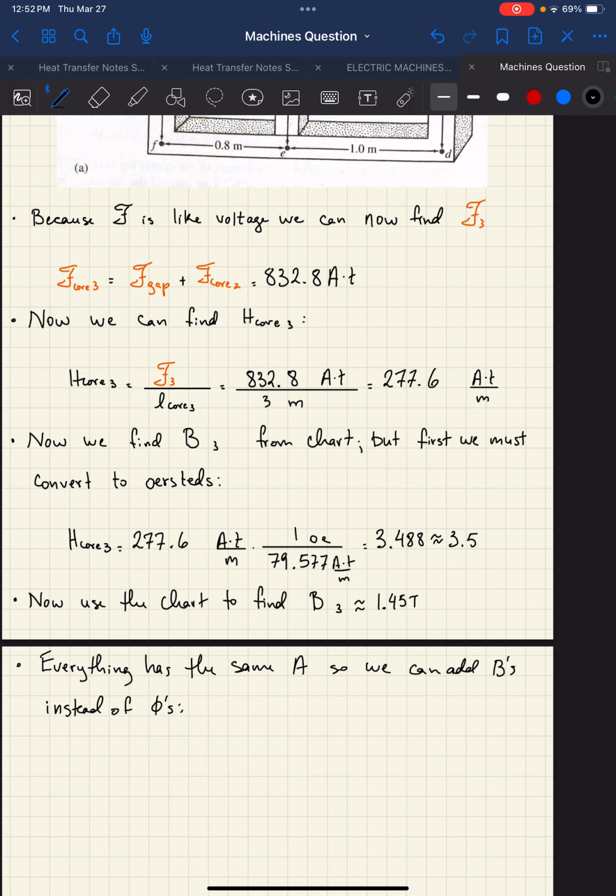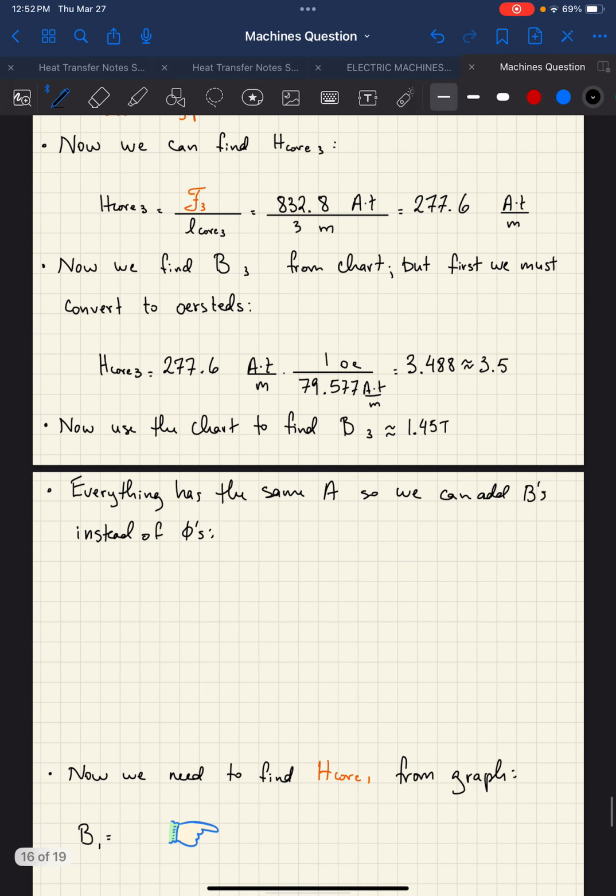So I mentioned this earlier, but it's good to mention it again. Because everything has the same cross-sectional areas, we can just add the B's instead of adding the fluxes. The solution in the textbook converts everything back to flux, but you don't really have to because everything has the same cross-sectional area. You're going to get the same answer. Why is that? So I'll write it again. Remember, B is flux divided by unit area.